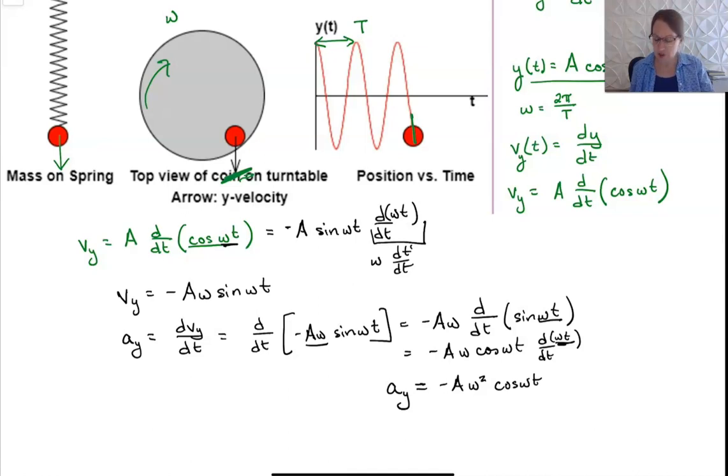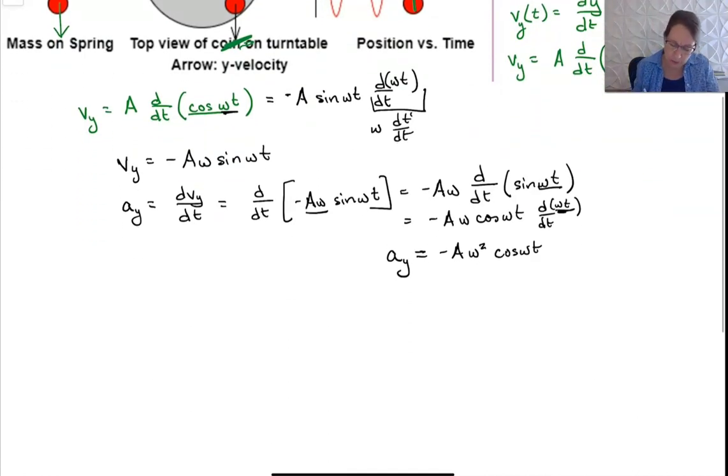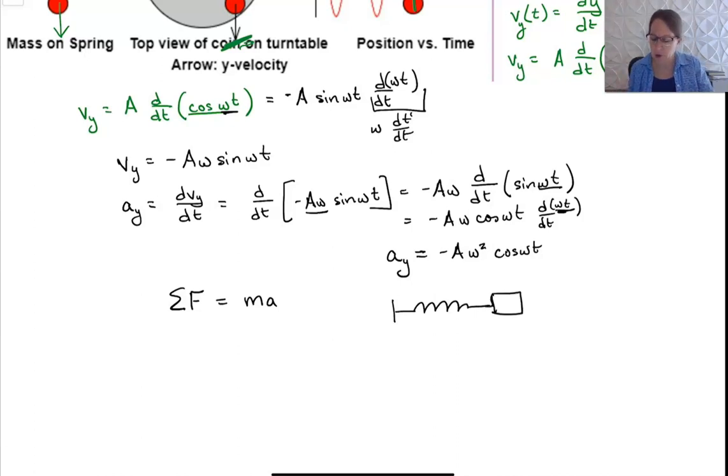So if we look at a spring, then for a spring we have the sum of the forces equals mass times acceleration. If we do a mass on a spring, we'll do it this way just to make life easier, so we don't have to worry about gravity to start with. Then this is all going to move in the x direction, so we'll have x is equal to A cosine omega t.